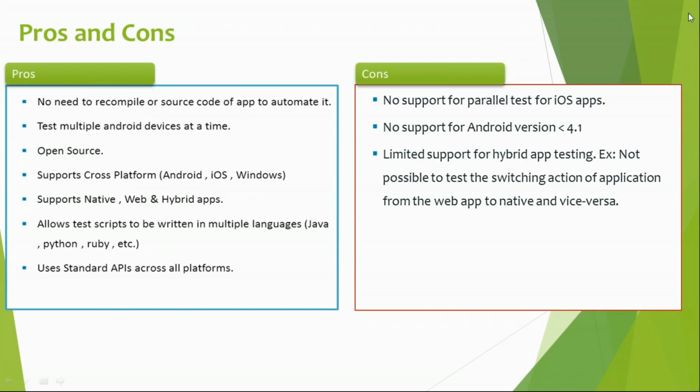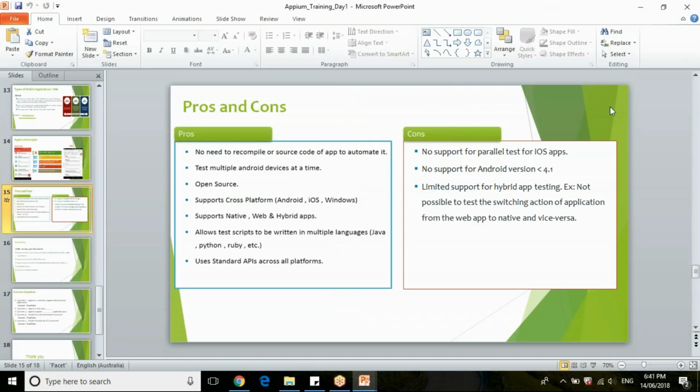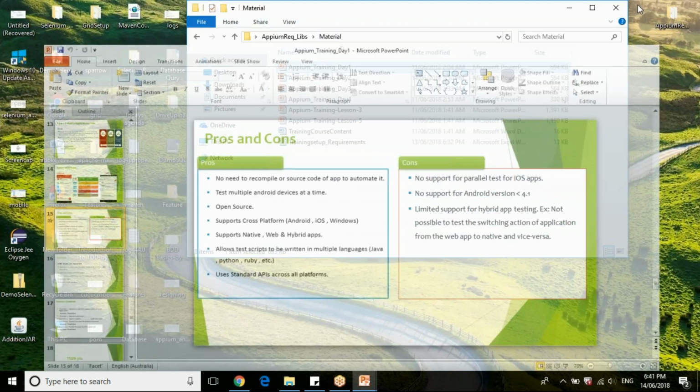And as every open source tool comes with a limitation, right? It's not possible to do parallel execution with iOS devices with the APM tool. And you cannot test applications for Android versions below 4.1. So then we have seen the APM architecture.